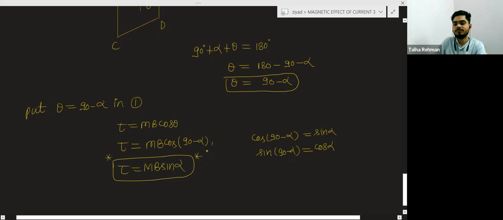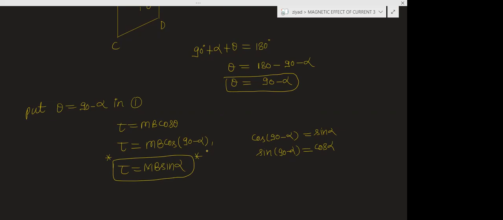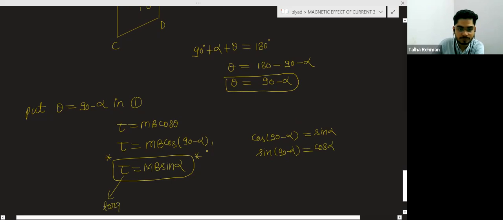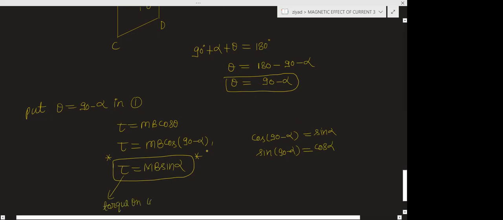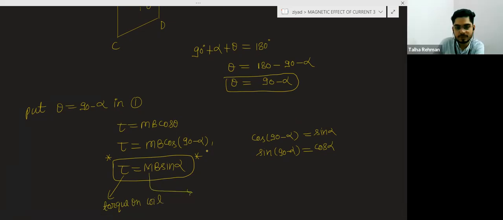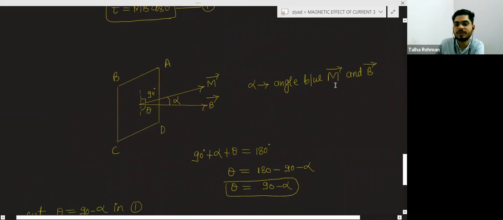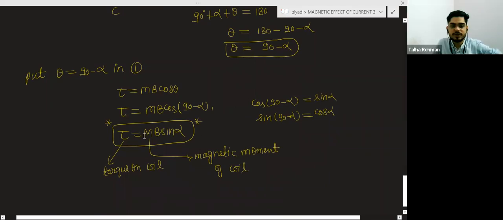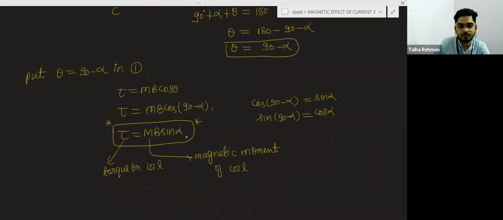What is m? Magnetic moment. See, this is the torque on the coil. M is the magnetic moment of the coil. Alpha is the angle between the magnetic moment and the magnetic field. So mv sine alpha.